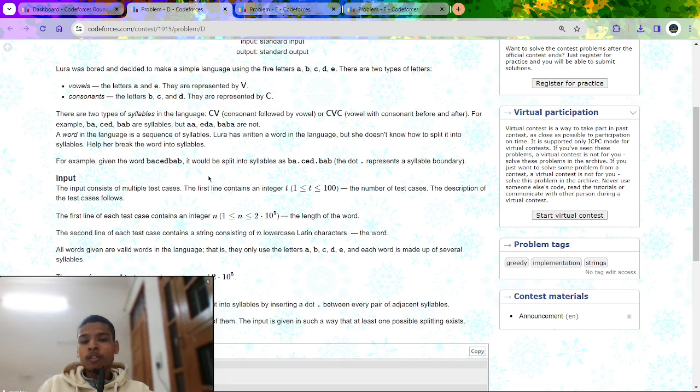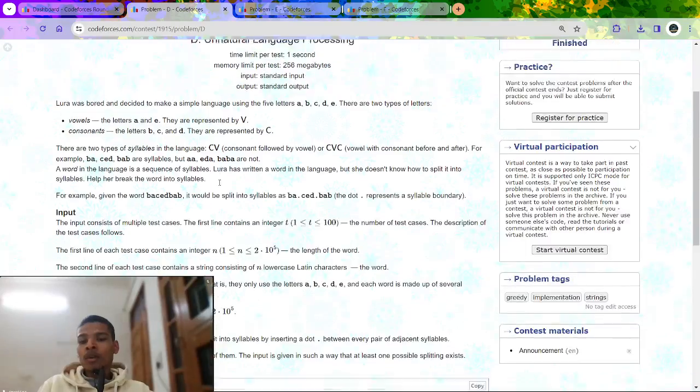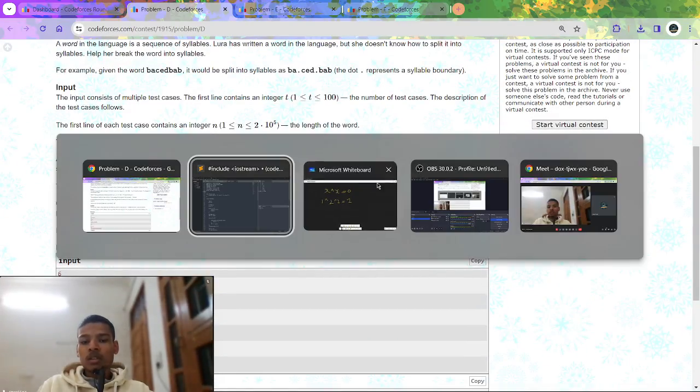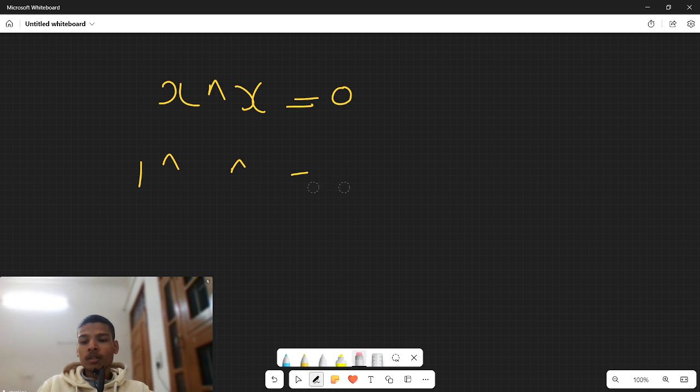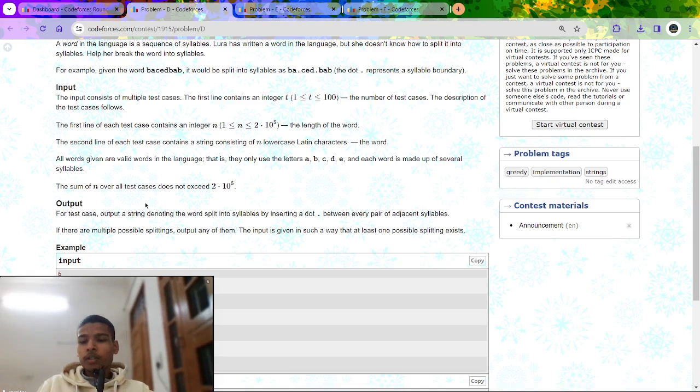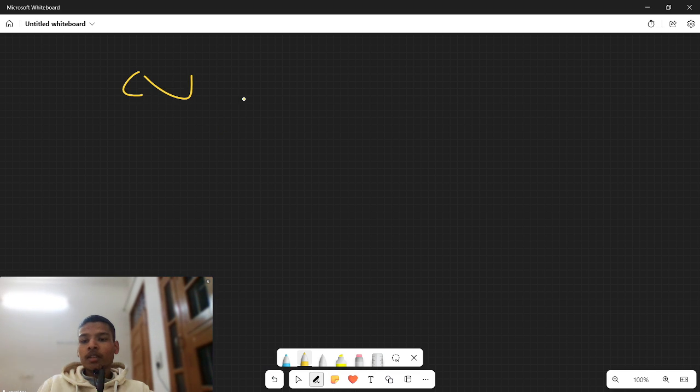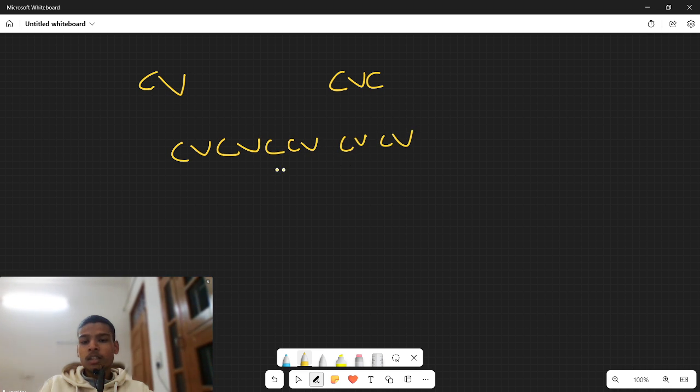So how to solve this problem? I break it into two parts. Tell me what the valid moves are: CV or CVC. Consider an array containing a number of syllables. How can a syllable be formed? For example, multiple syllables like CV, CVC, and again CV, CV, CV. Now tell me, can two consecutive C's occur in a syllable? The answer is no. So first of all, I will segregate them based on two C's.